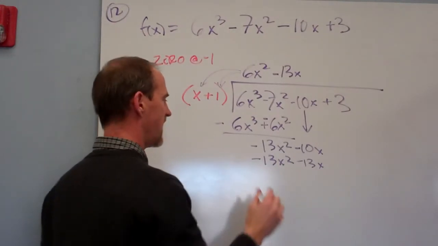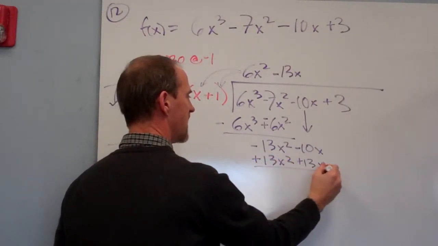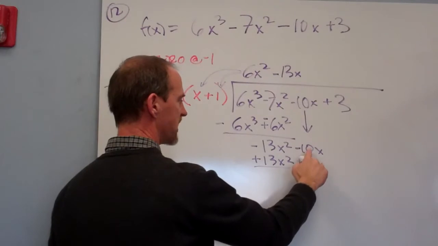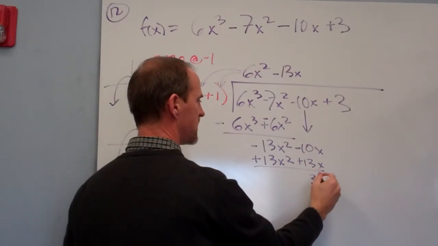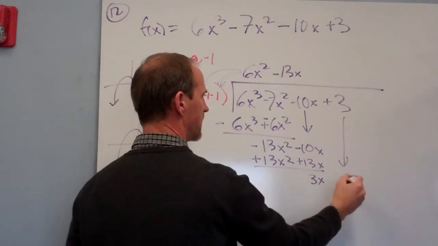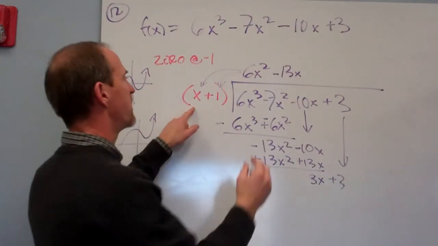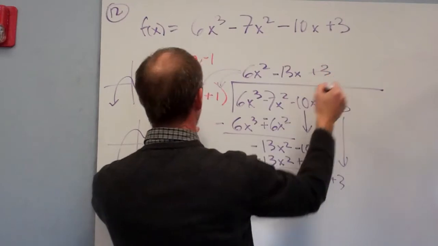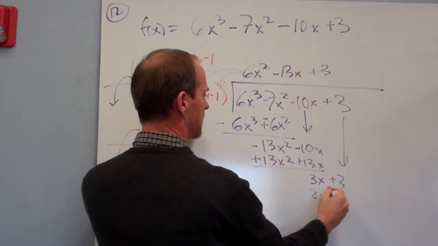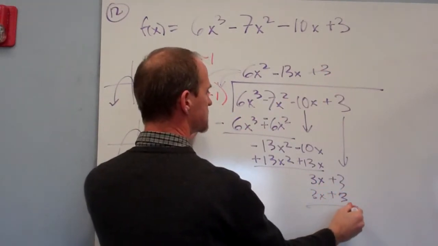Change the signs and add. Plus, plus, negative and positive cancel as always, and this becomes 3x. Bring down the plus 3, and I think I'm looking good. I have to multiply x by plus 3, and I get 3x plus 3, and I should always get 0.